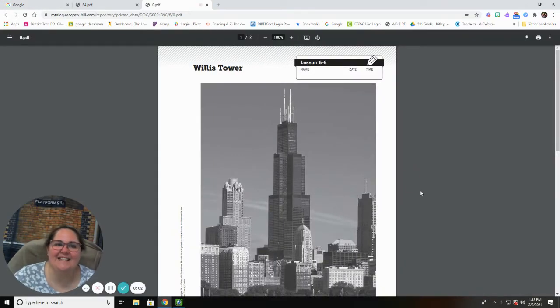Hi guys. Today's lesson is going to be lesson 6.6, and we're going to talk about using volume and how we can find the volume of larger objects. And this is important as we go into the rest of our unit. Volume is something that you can use on a daily basis.